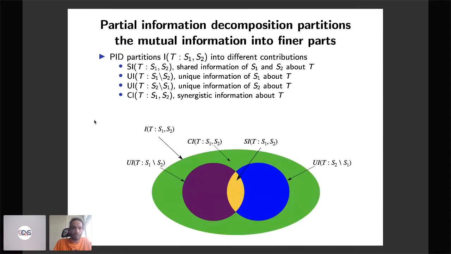This is also why we are referring to it by CI, because we can think about it as the complementary information. And the reason we are putting it at the end is, if we think about the information that S1 has about T, this information is the unique information that it has about T, and also the shared information with S2. So this decomposition decomposes any mutual information quantity, and similarly for S2. And as I have said before, it also decomposes the conditional mutual information into the synergistic part and the unique part of the source itself.